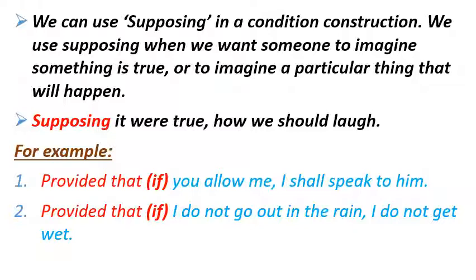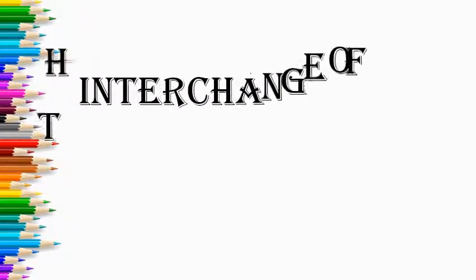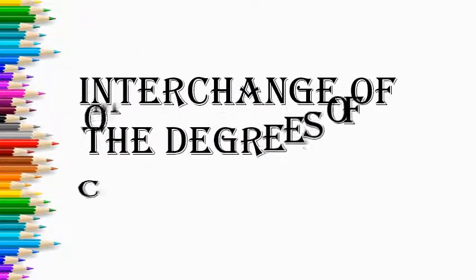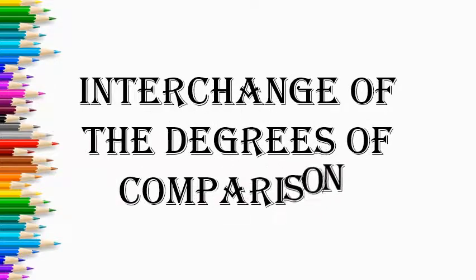So this was all about transformation of sentences, when the sentence expresses a condition using different methods. So now let us see certain rules to interchange the degrees of comparison. Now let us see rules of transformation of degrees, that is positive, comparative or superlative.